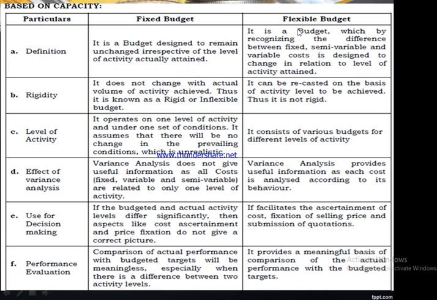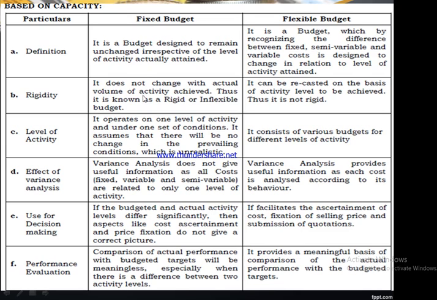Even when the company is planning to enhance or reduce the production capacity, which are the various costs that need to be changed, or which get changed as the level of activity changes? In that case, again we go for preparing a flexible budget. Some points of difference between the fixed budget and flexible budget have been mentioned, based on their nature, rigidity, level of activity, whether we can do variance analysis, how they are used for decision making, and finally how we do performance evaluation using these two different kinds of budget.